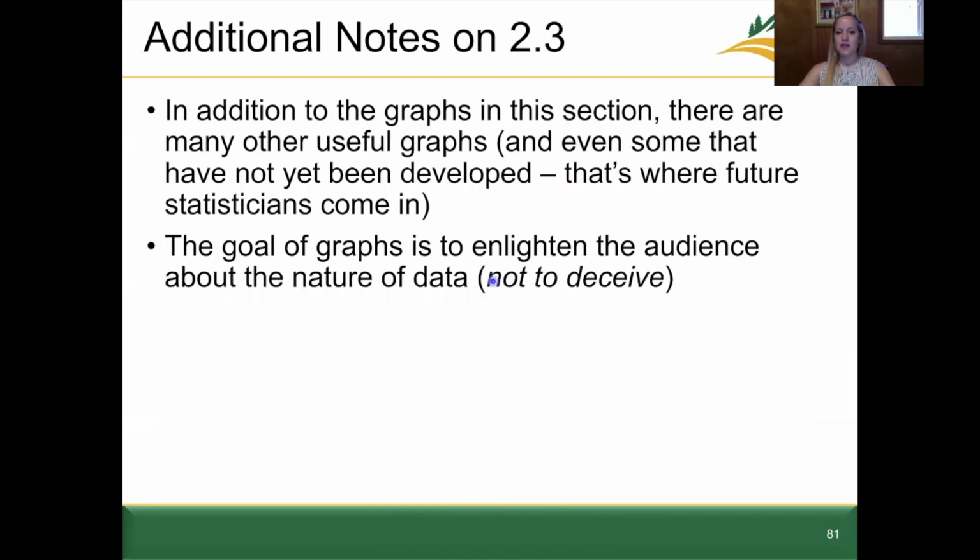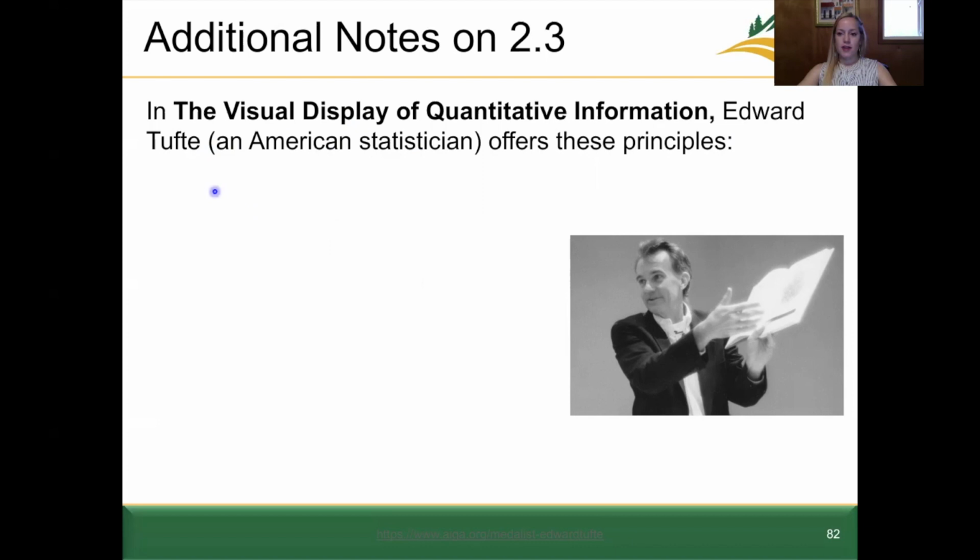So to finish up, some additional notes here for 2.3. It's sort of fun to think about this. In addition to all the graphs you've seen here in this section, there are plenty of other useful graphs we didn't cover, and even ones that may not have been developed yet. So it's sort of fun to think in statistics that there could be other graphs that we eventually develop in the future. And that's where future statisticians like maybe you come in. Remember, the ultimate goal of graphs is to enlighten the audience rather than deceive the audience about the nature of the data. One more additional note, there's a lot of variation that can happen in the visual display of quantitative information. And remember what our definition of quantitative here is, so using actual quantities.